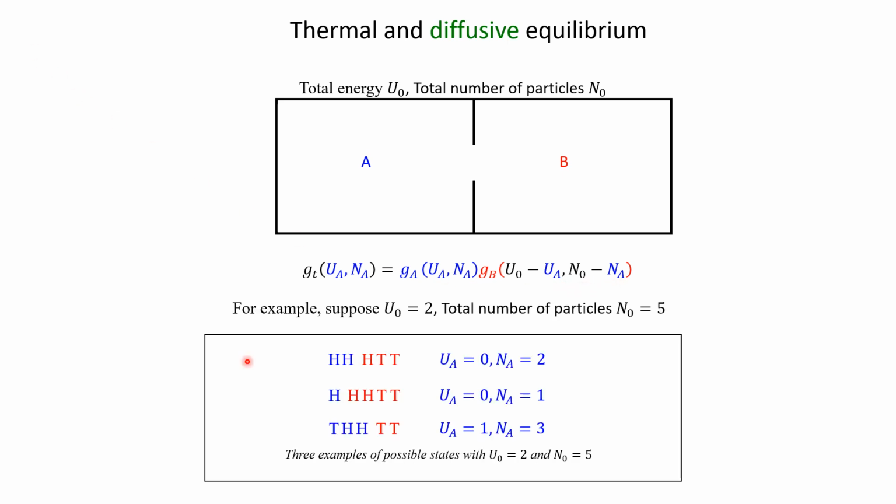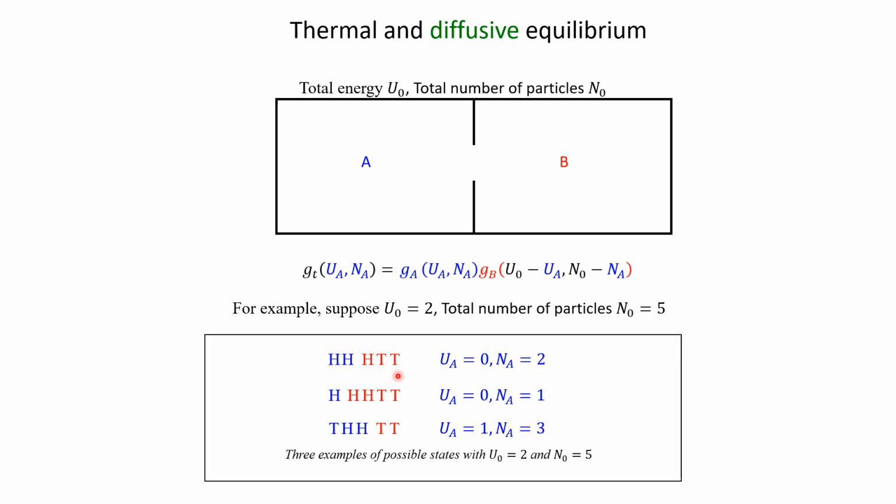For example, let's suppose that the total energy is again 2 and the total number of particles is 5. This is one possible state of the total system. It is composed of a combination of the state HH of A and the state HTT of B. So what is the property of this state? Remember that we are interested in the property of system A, so we have to look at the blue part.